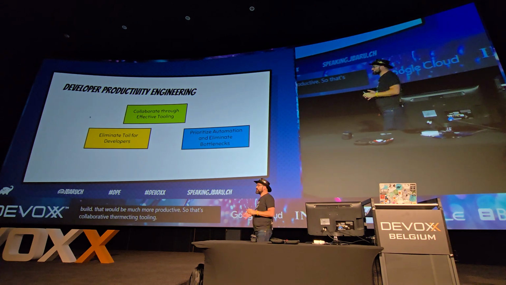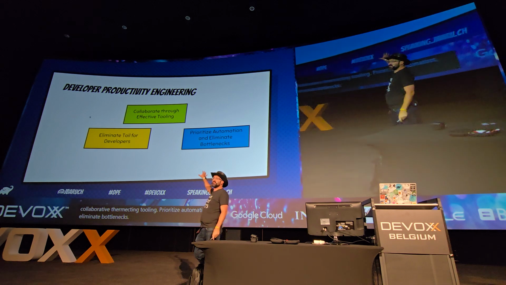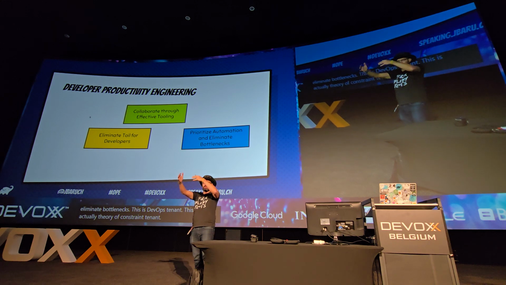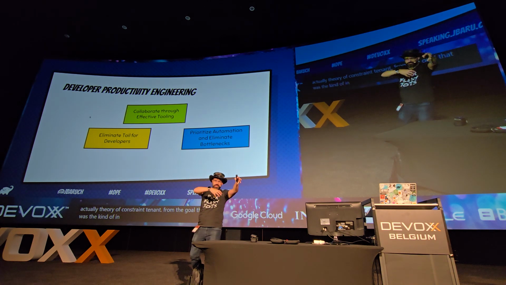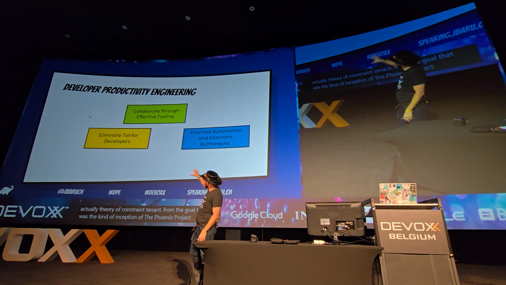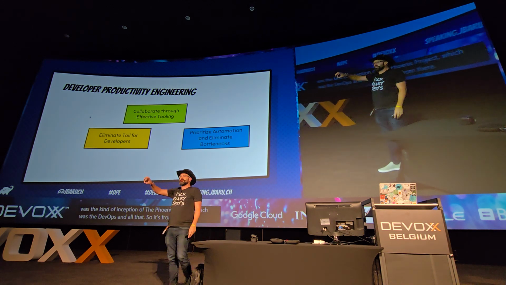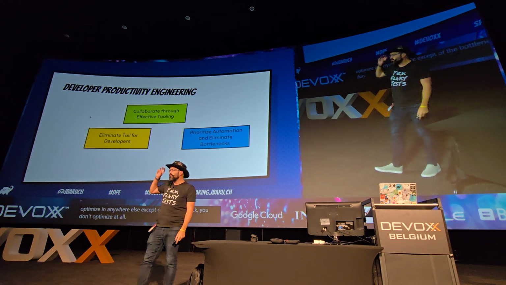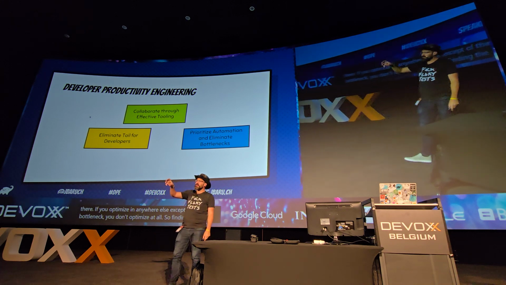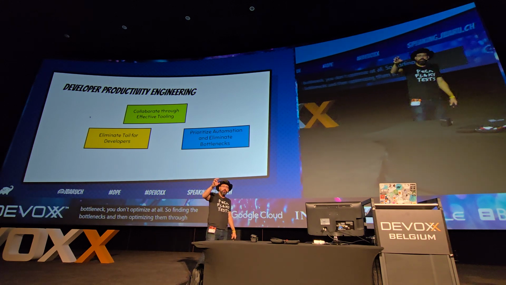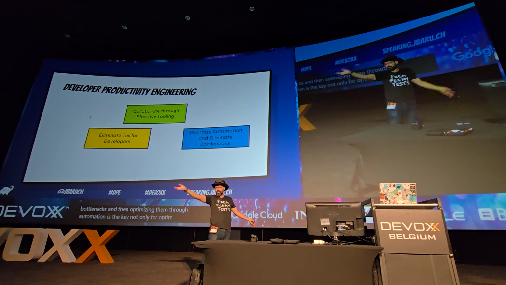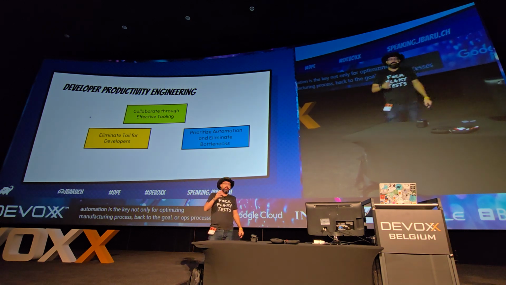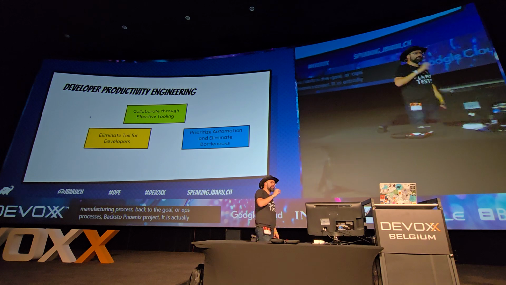Prioritize automation, eliminate bottlenecks. This is a DevOps tenet. This is actually a theory of constraints tenet from The Goal, that was the kind of inception of The Phoenix Project, which was the DevOps and all that. So it's from there. If you optimize anywhere except the bottleneck, you don't optimize at all. So finding the bottlenecks and then optimizing them through automation is the key, not only for optimizing a manufacturing process, back to The Goal, or ops processes, back to The Phoenix Project. It is actually also true for your developer environment.